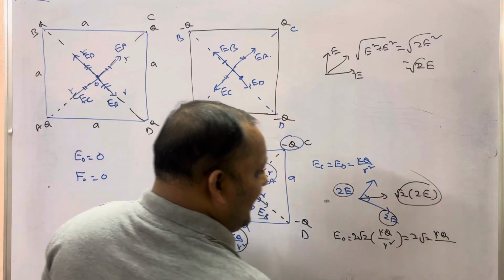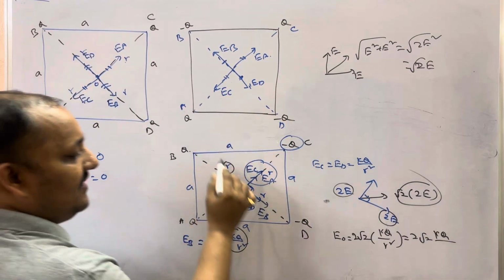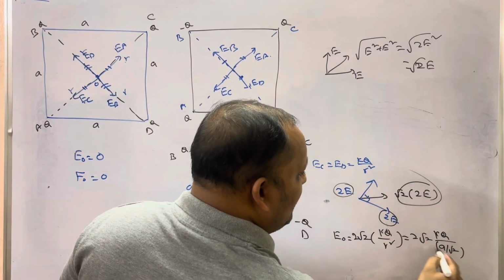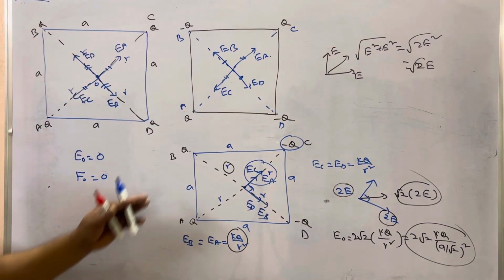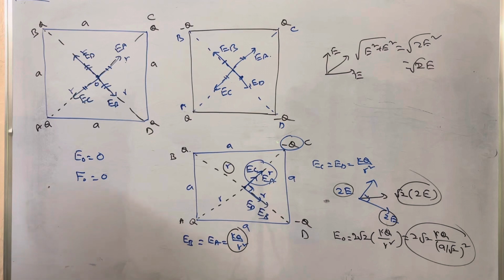2 root 2 KQ by r square. What is small r here? Small r in this square is A by root 2 whole square. You can calculate by substituting that. So, like this we are going to get. This is about the square.